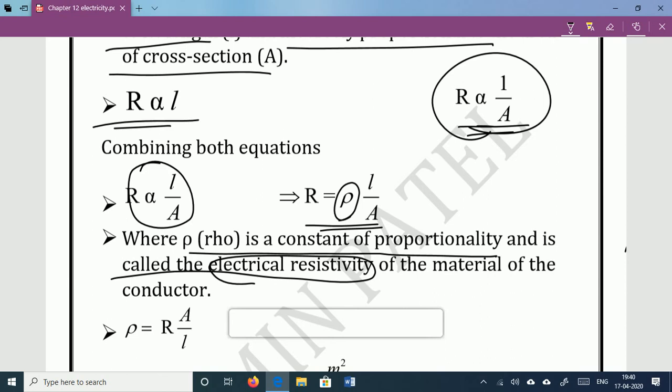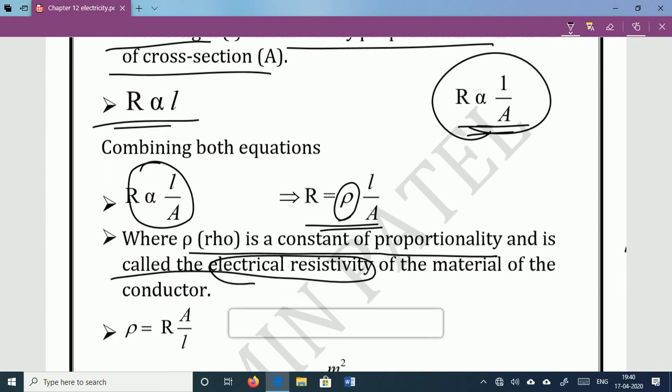This resistivity is more important compared to resistance. Why? Because the resistance changes with the length and with the cross-section area, but the resistivity is a unique property of the material and does not change with the length or the area. Definitely it will change with the temperature, but resistivity is the unique character of the material. For a particular material, suppose we set the temperature at 25 degrees Celsius, the copper resistivity remains the same at 25 degrees Celsius at any place, in any copper.